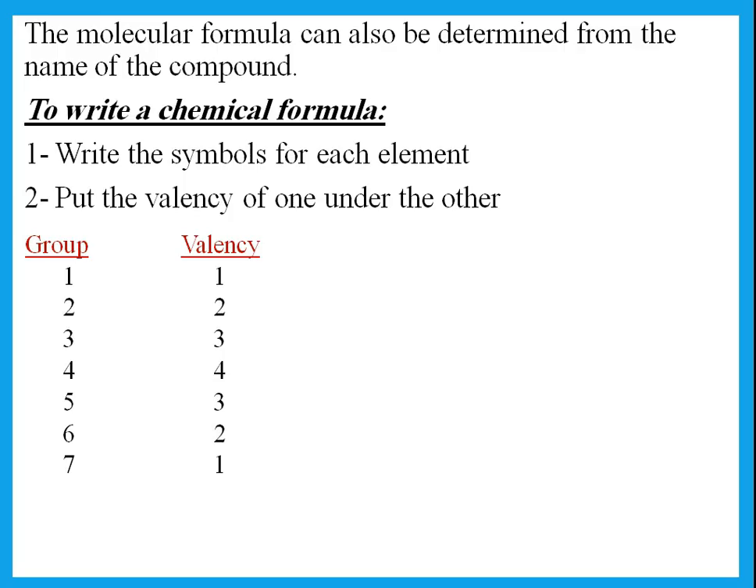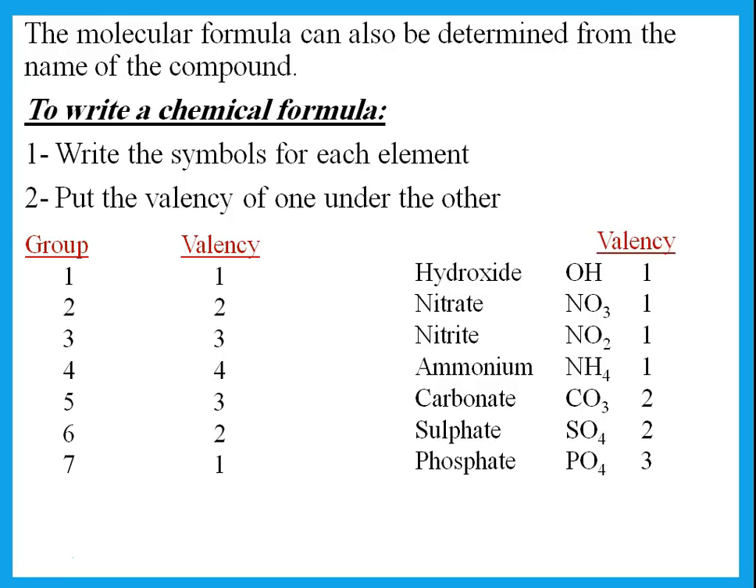So as we said, the valency is basically the number of electrons that the atom needs to gain or lose in order to have a full outer shell. So these are the things in the periodic table. So looking at anything in the periodic table, from the number of the group you can determine its valency. But then there are some things that are not in the periodic table. So these things you have to memorize. What is hydroxide, nitrate, nitrite, ammonium, carbonate, sulfate, phosphate? You need to memorize that.